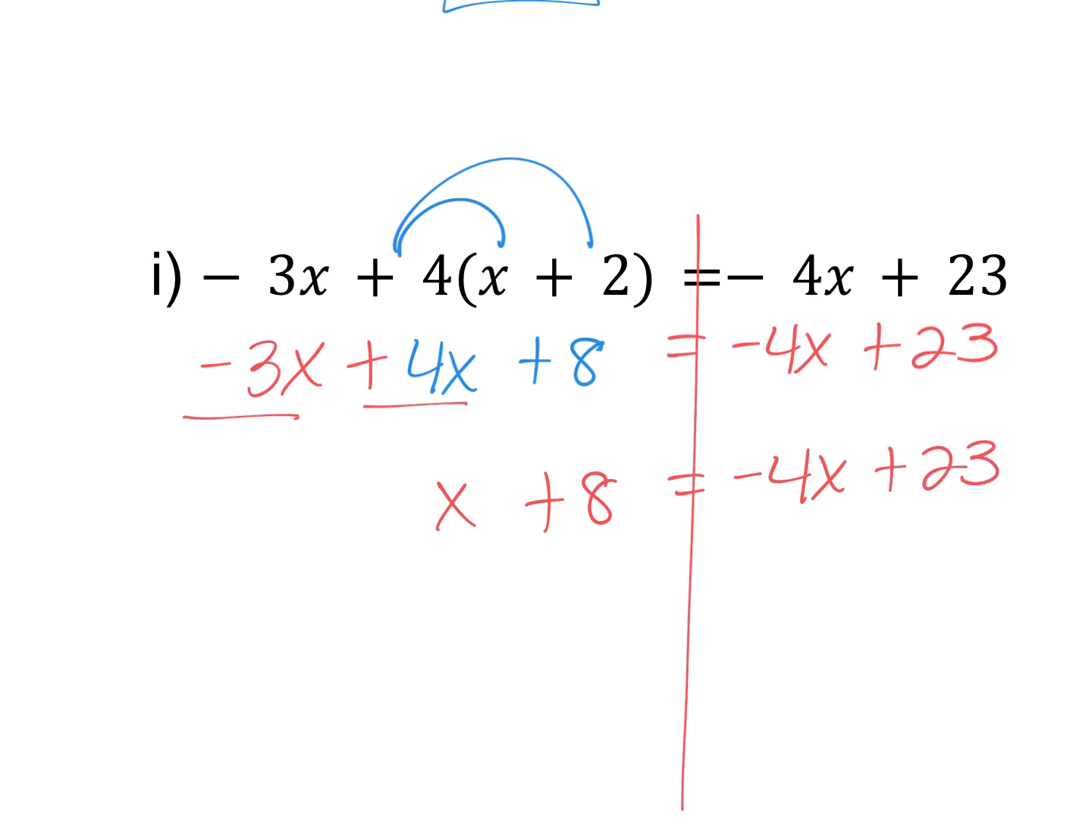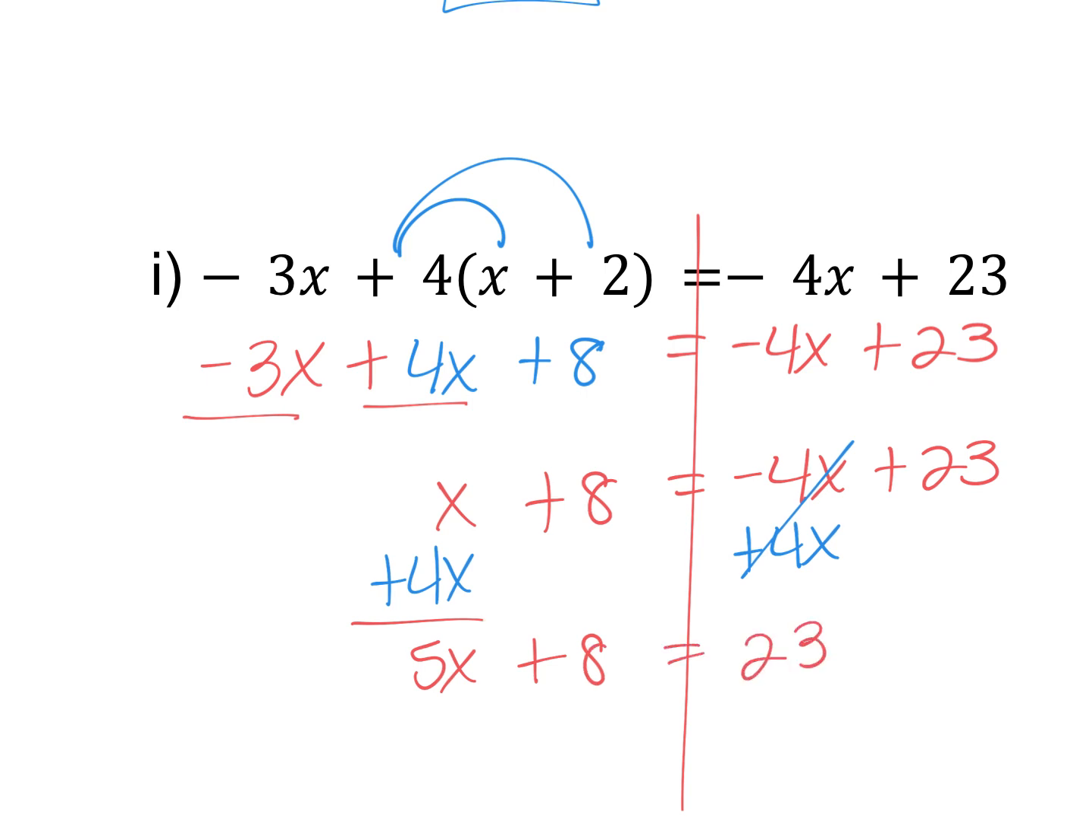All right, let's move the smaller x. Which one's smaller, x or -4x? -4x is smaller. So how do I move it? Since it's -4x, I'm going to have to add 4x to both sides. And those canceled. So now x plus 4x gives you 5x plus 8 equals 23.